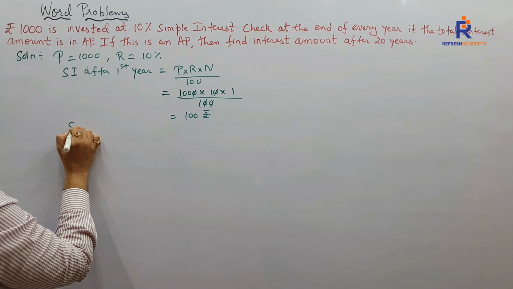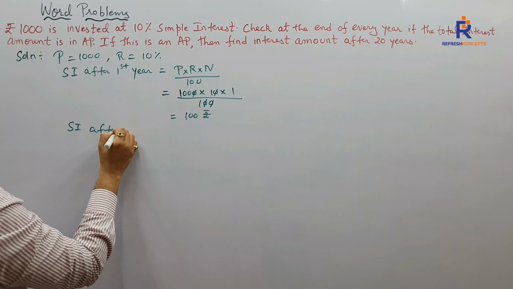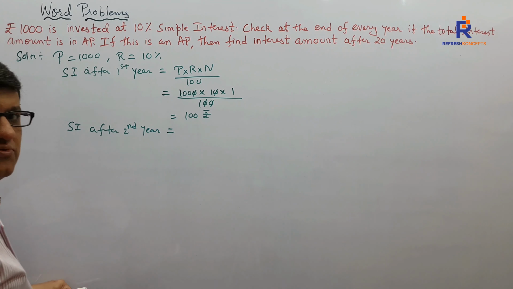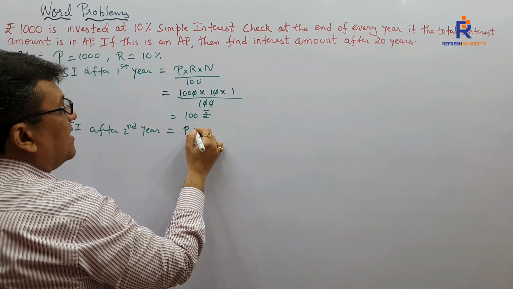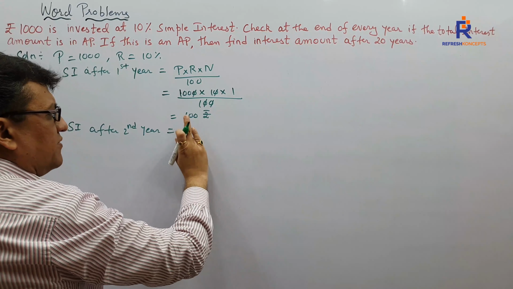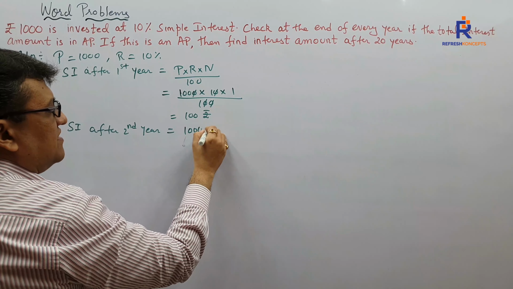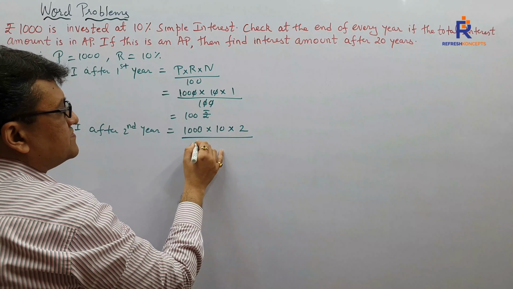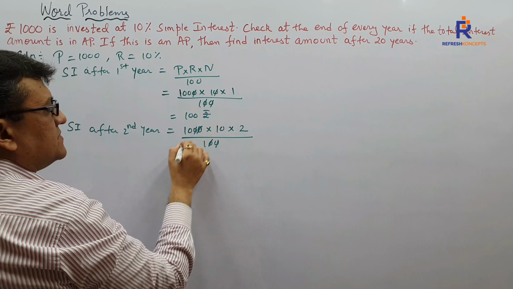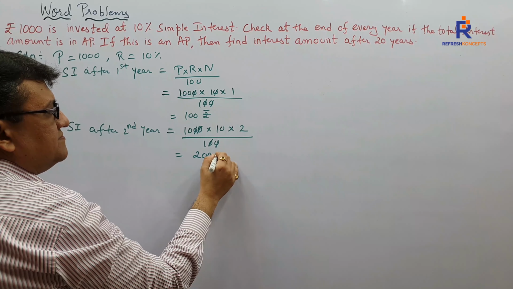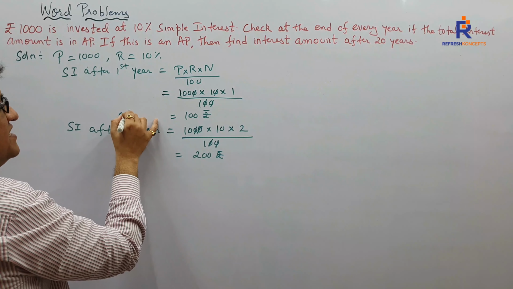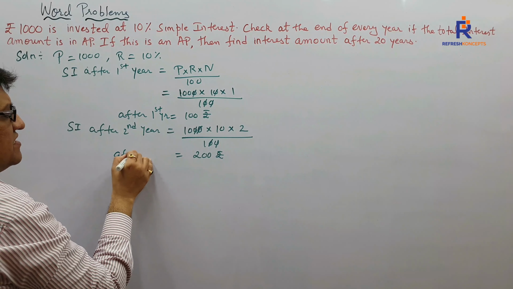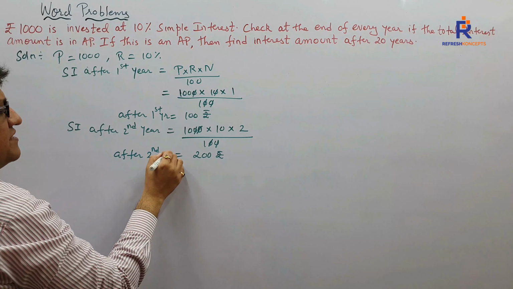What is SI after second year? So N is going to be 2. Nothing other than that. So PRN, I'm not writing the formula once again. P is going to be 1000, R is 10, N is going to be 2, by 100. What is the answer? 200. This is after first year, this is after second year.